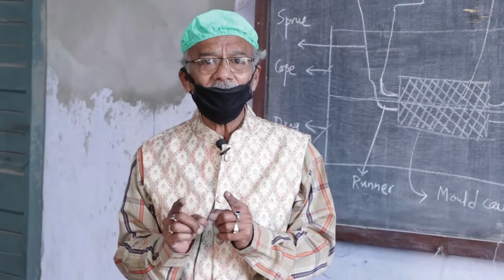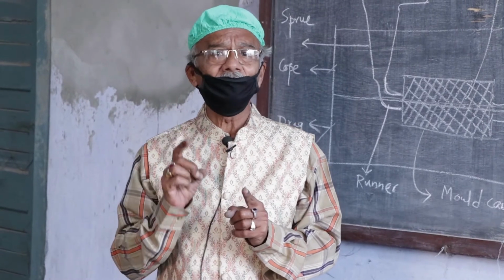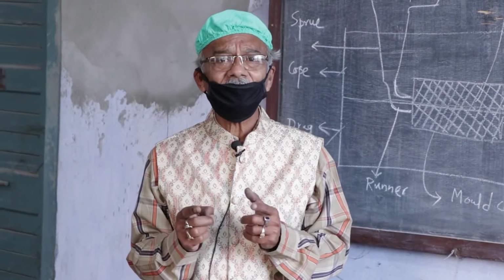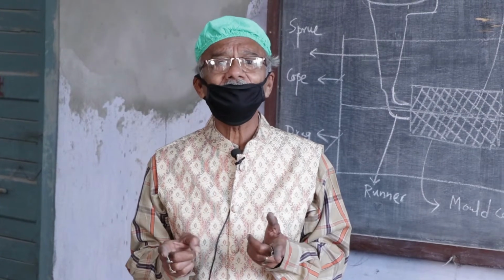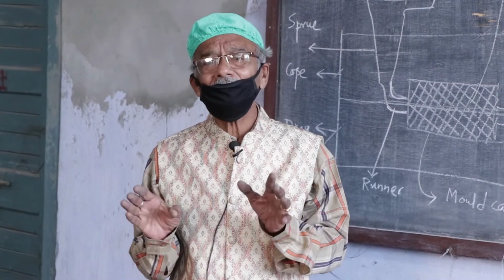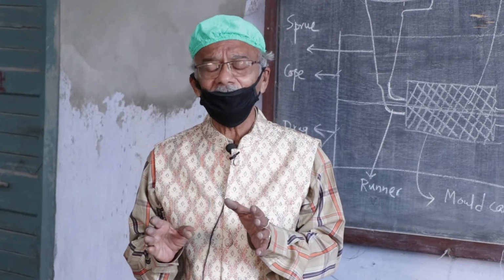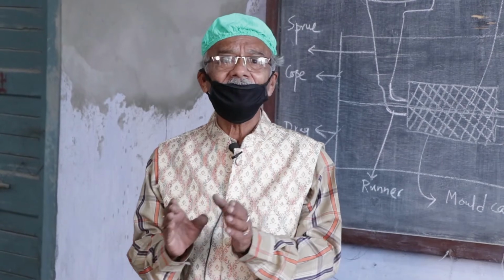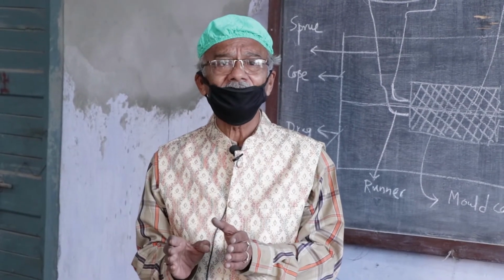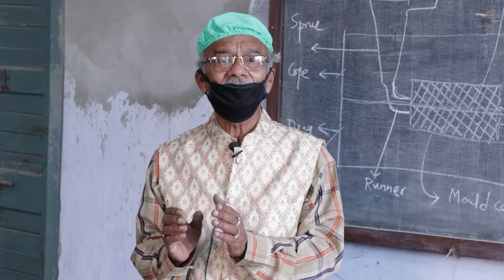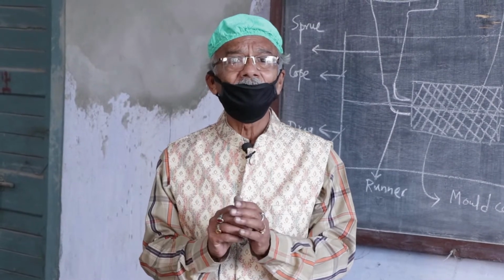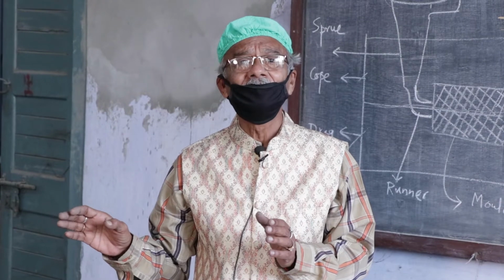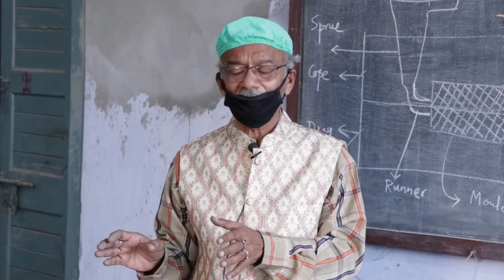We have another pattern, that is the three piece pattern or multi piece pattern. According to requirement, for removal of the pattern from the mold, it may be a single piece pattern, two piece pattern or multi piece pattern. What are the basic names of the different types of pattern? One is known as single piece pattern. Second is two piece or multi piece pattern. After that gated pattern, after that sweep pattern. So there are different types of pattern, and we use them for different purposes.